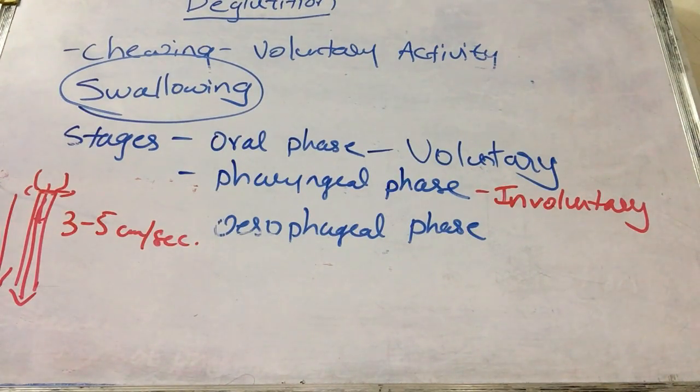And during deglutition, respiration is temporarily arrested, and the food does not enter into the respiratory passage. For this, the larynx will move forward and upward against the epiglottis. Speaking or coughing during swallowing keeps the laryngeal outlet open, and therefore there is a risk of food entering into the respiratory passage. That is why you should not talk when you are eating, because talking or coughing will keep the laryngeal outlet open, and this will cause the food to enter into the airway.